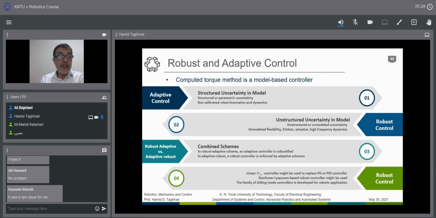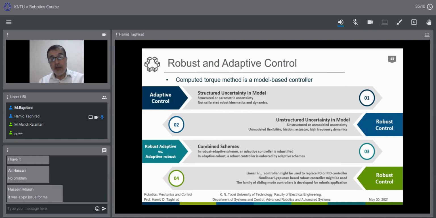So the family of sliding mode controllers, which is a very, very large area of research, is developed, and it is interesting to see that the first sliding mode controller was applied in a robotic application. So robotics and nonlinear control come very close to each other in this area. Robotics is a very good application for implementing the theoretically developed robust schemes here.